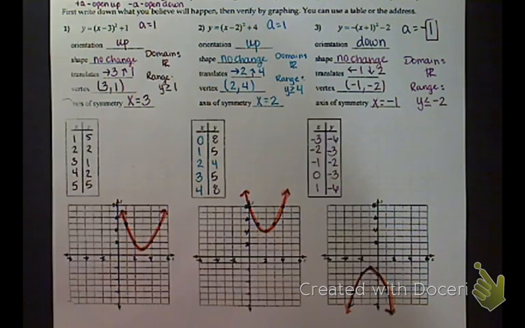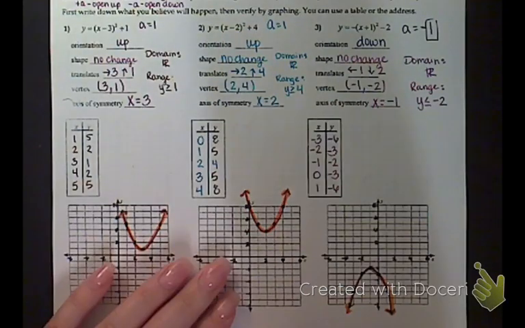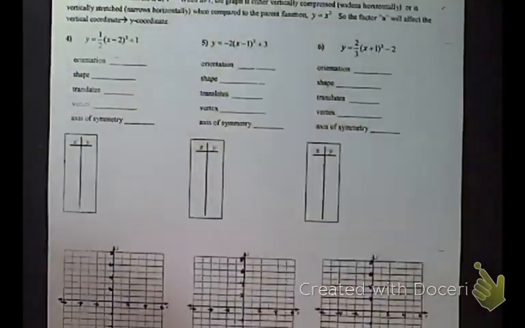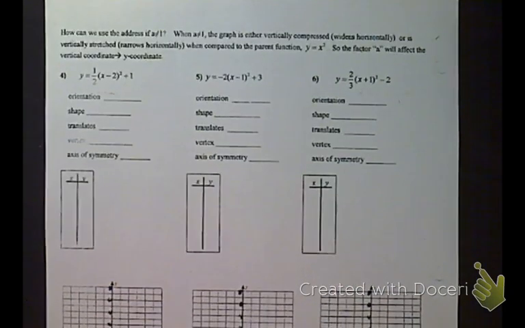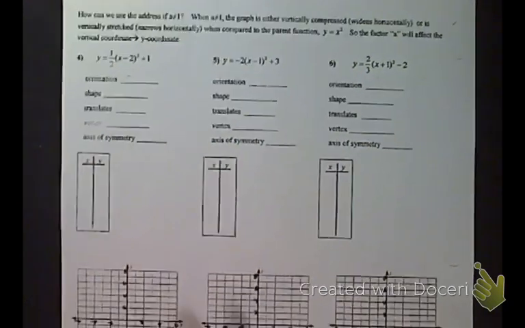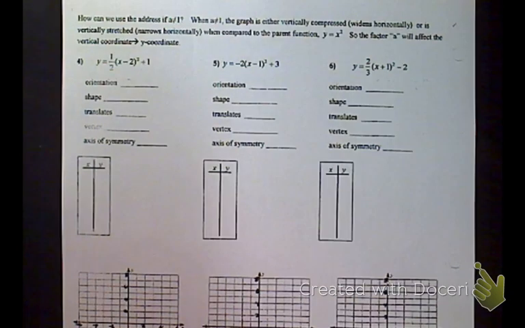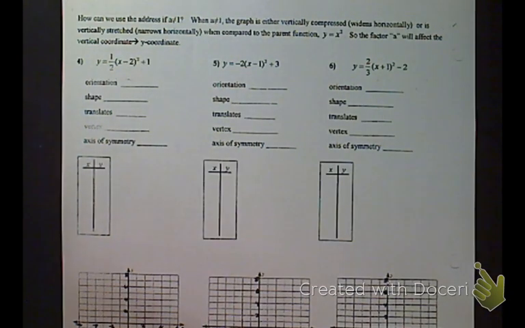Okay, so we've really looked at key features, especially when A is equal to 1. So now we're going to focus on problems when A is not equal to 1. Okay, because we want to see what's going to happen there. And remember, the only difference is our graph either has a stretch or compression. So if A is between 0 and 1, then we have a compression. Our graph's going to get wider. That's a vertical compression. If A is greater than 1, we have a vertical stretch, so our graph gets skinnier.